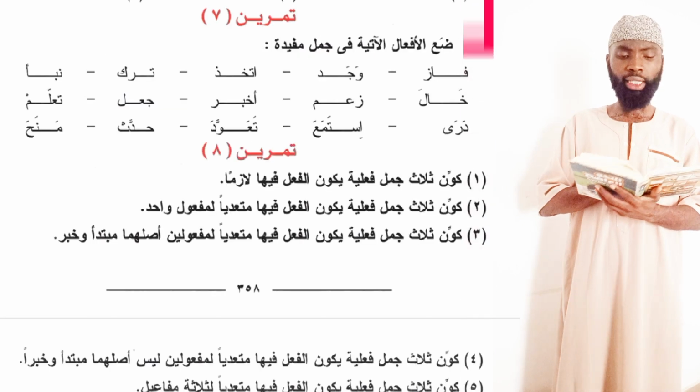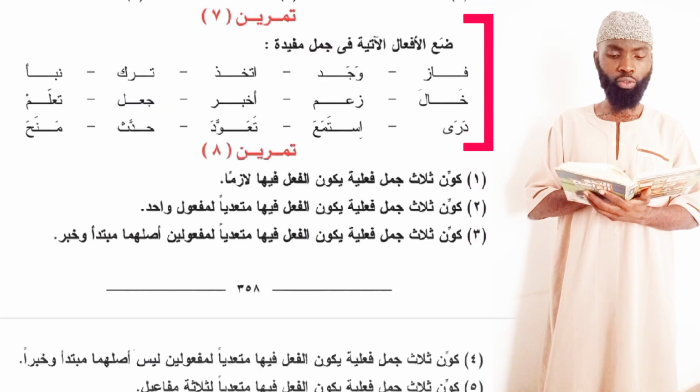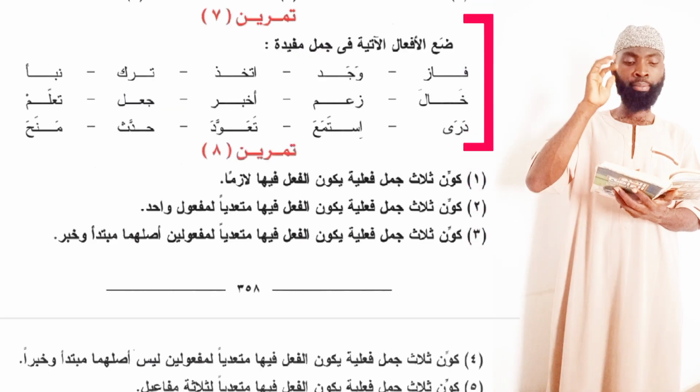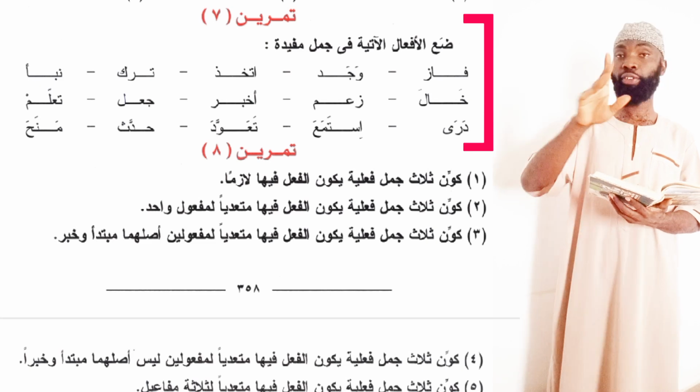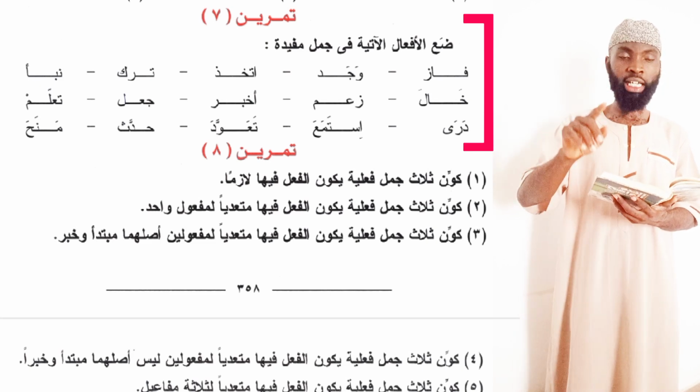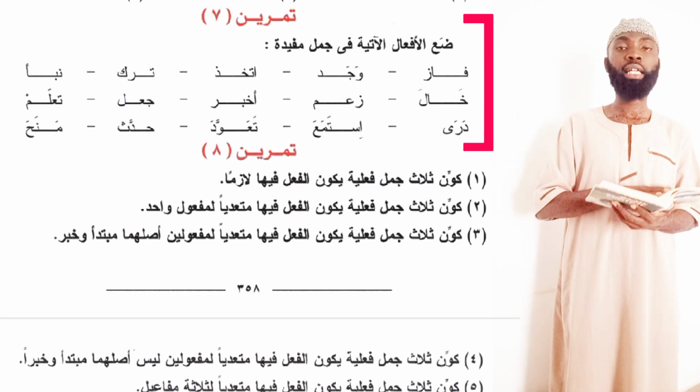Number 7, we have Dar'il af'al al-atiya fi jumal mufida. The following verbs, place them in complete sentences. First one, I can say faza al-waladu. Solve the remaining. Tamrin al-thamin, exercise number 8.